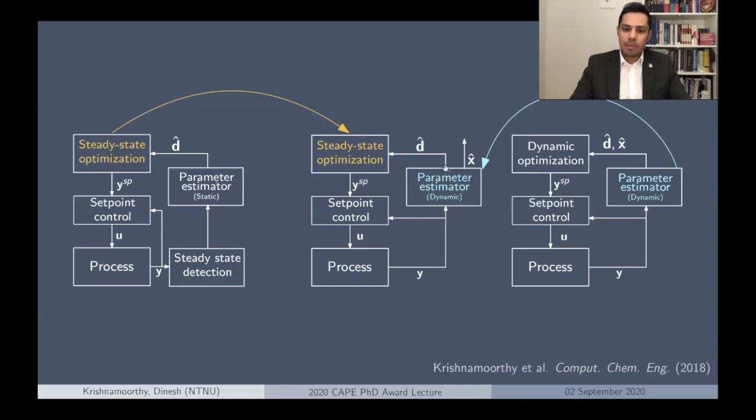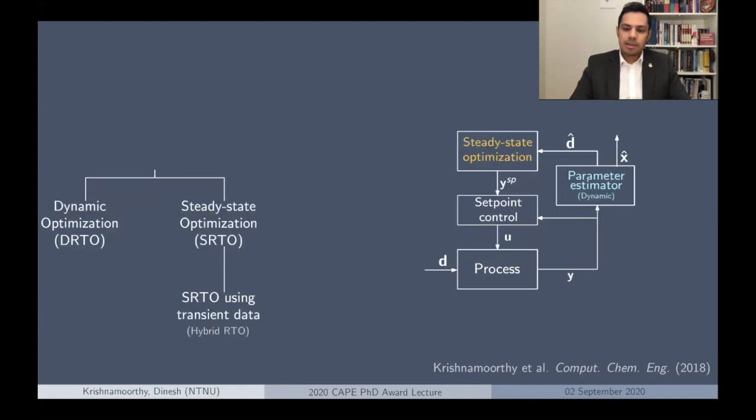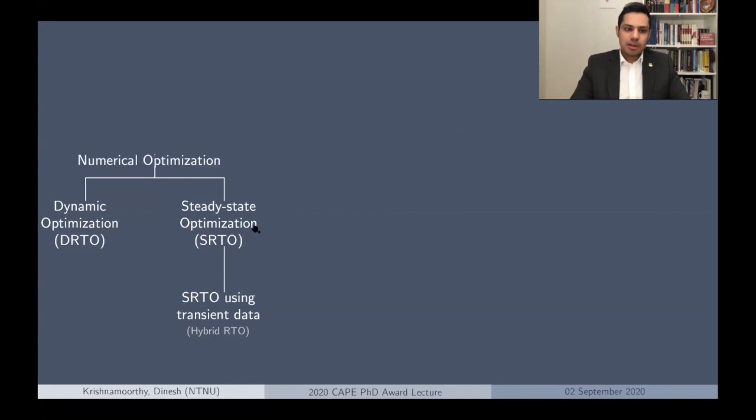And once model parameters are updated, we use the corresponding steady state models to solve a steady state optimization problem to re-optimize for the set points. So this can be seen as something in between the steady state RTO and the dynamic RTO. And by using the hybrid RTO, we can achieve similar performance as dynamic RTO, but at computation times similar to steady state RTO.